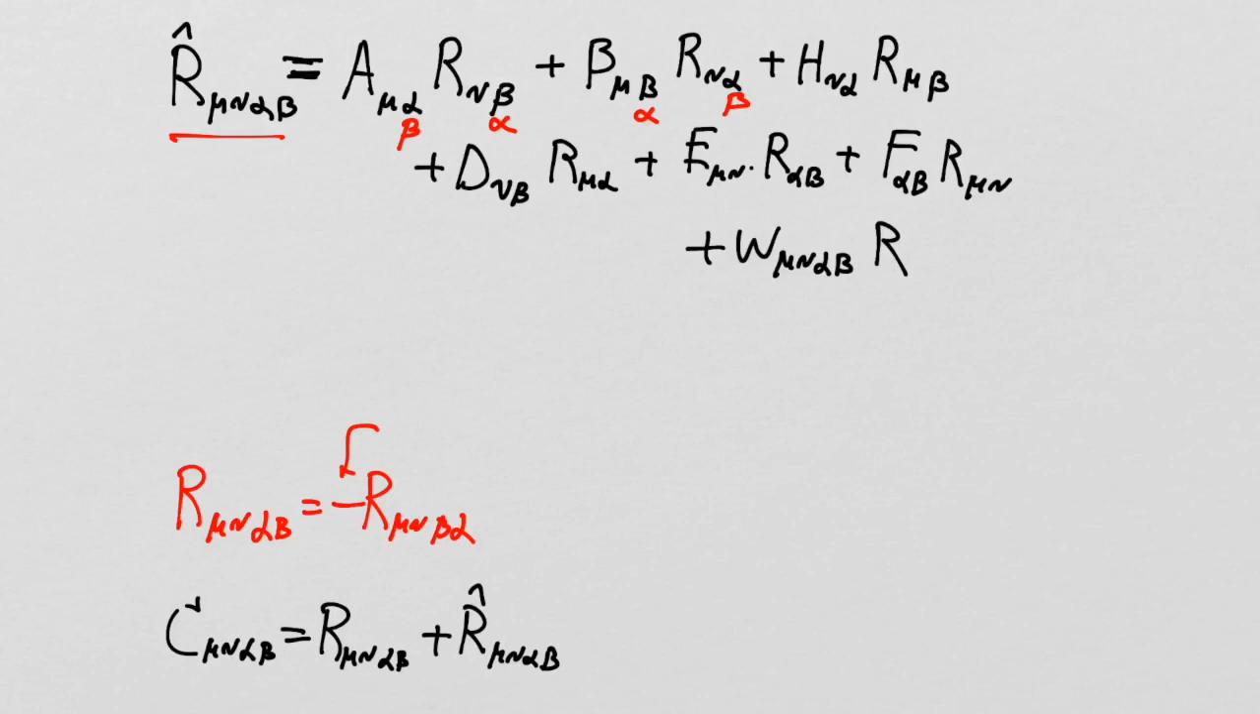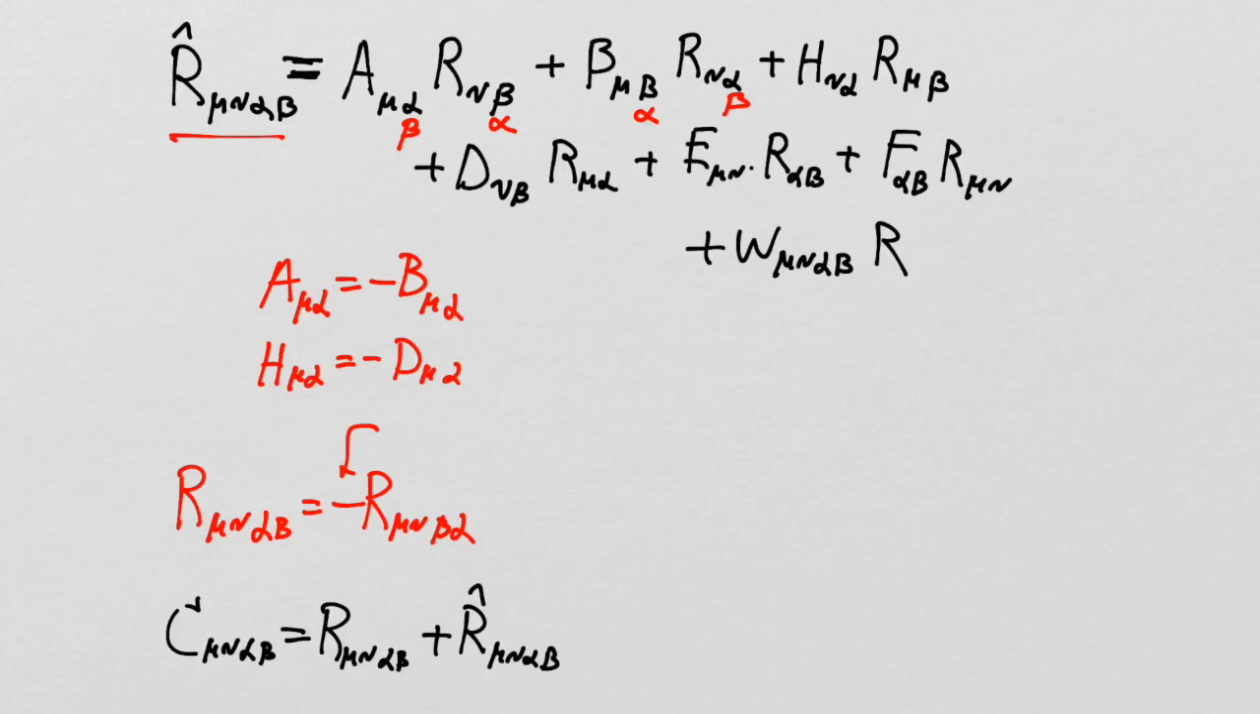So from that, we can conclude that A mu alpha has to equal minus B mu alpha. And likewise, we would conclude from this that H mu alpha has to equal minus D mu alpha. So we can figure that out right away.